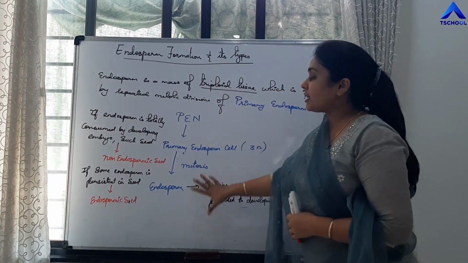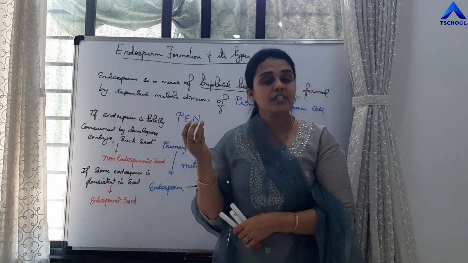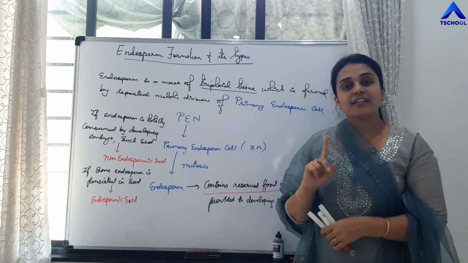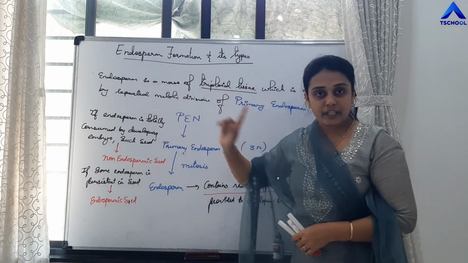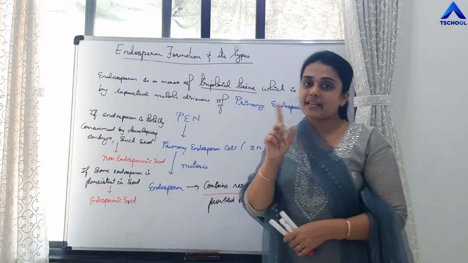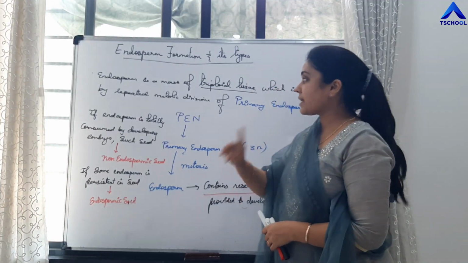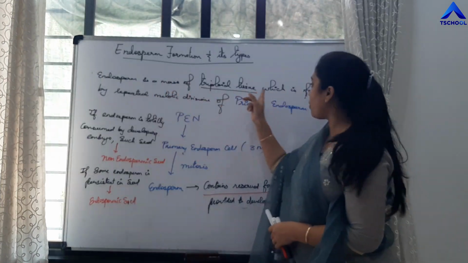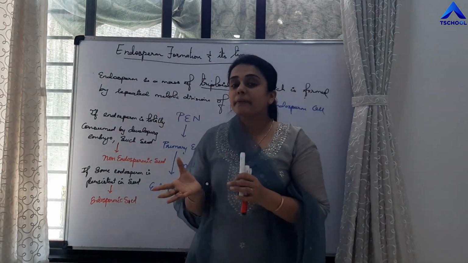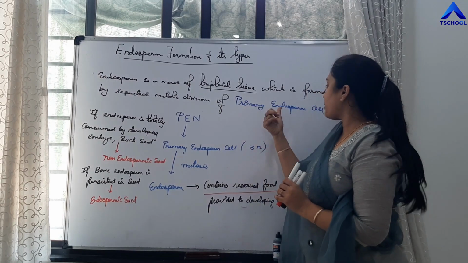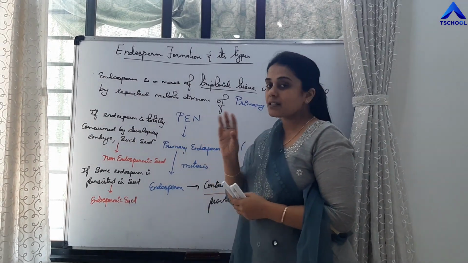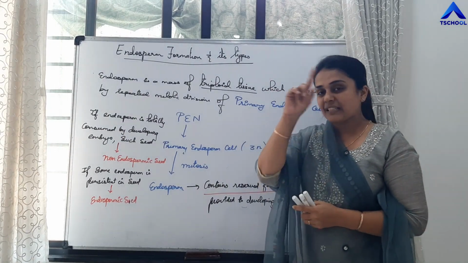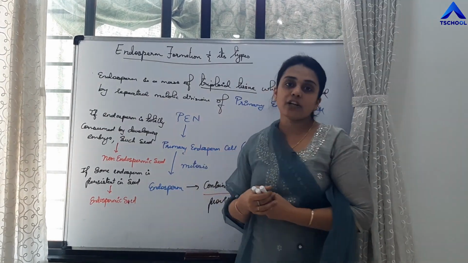If we quickly revise, the first event is syngamy, the second event is triple fusion, which is always followed by endosperm formation. Endosperm formation precedes embryo development. What is endosperm? It is a mass of triploid tissue which is formed by repeated mitotic divisions of the primary endosperm cell. The primary endosperm nucleus is first formed by triple fusion. The central cell is now the primary endosperm cell.